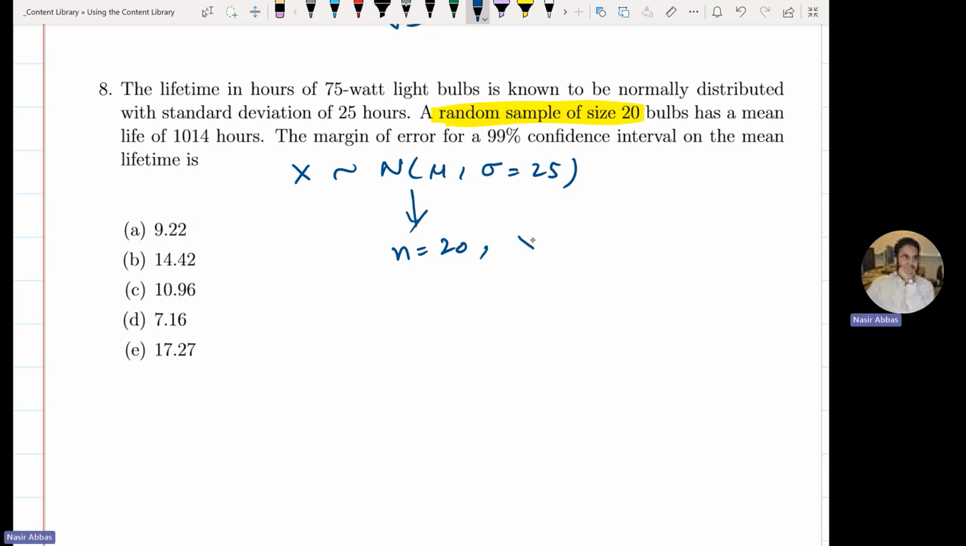gave me a mean of 1014. The margin of error for a 99% confidence interval for the mean is what? What is the formula? Again, that slide I showed you from chapter 8. What is the formula for margin of error?